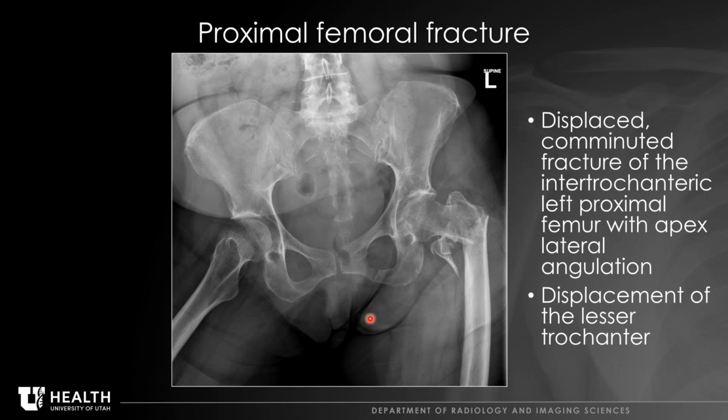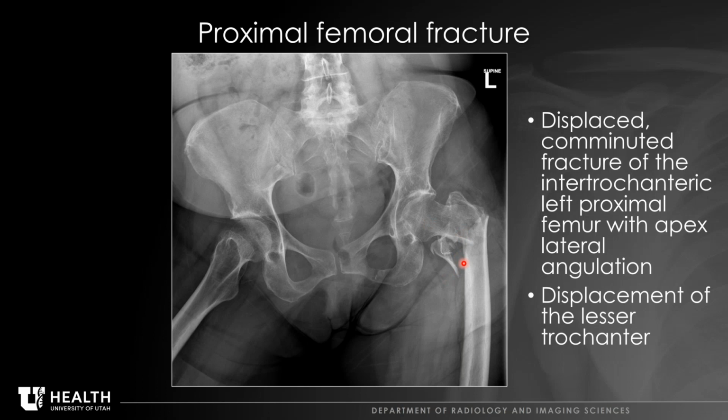Here's a proximal femoral fracture. Here we're seeing this fracture through the intertrochanteric proximal femur. So when we're talking about femoral fractures, we have femoral head, femoral neck, and then the intertrochanteric region. And that region is between the greater trochanter and the lesser trochanter. So on this side, greater trochanter, lesser trochanter, femoral neck, femoral head. So this is a comminuted fracture of the intertrochanteric proximal left femur with apex lateral angulation. And then we have displacement of the lesser trochanter.